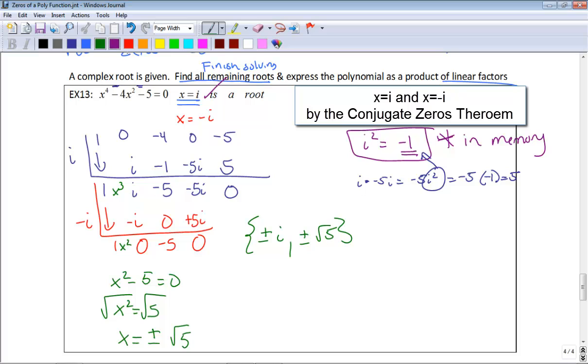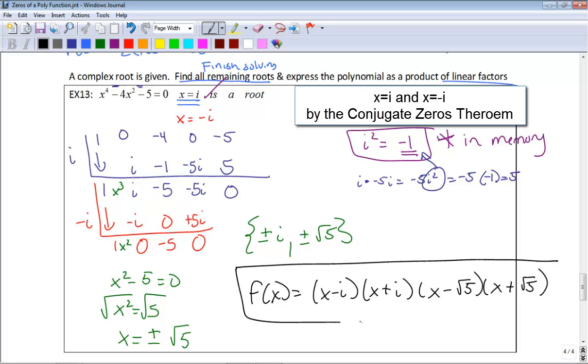Now I need to express the function as a product of its linear factors. So we say f of x would equal x minus i, and then x plus i, and then we're looking at plus or minus the square root of 5. We have x minus the square root of 5, and x plus the square root of 5. So as a product of its linear factors, this function would be x minus i, x plus i, x minus root 5, and x plus root 5. And there are its zeros.